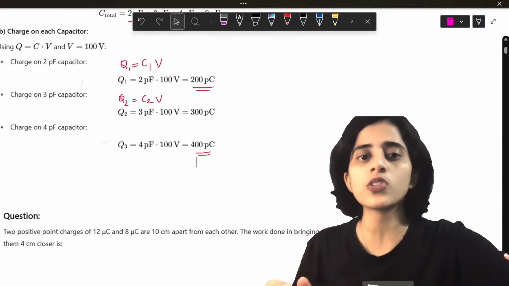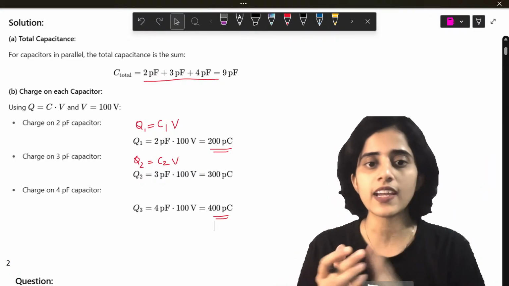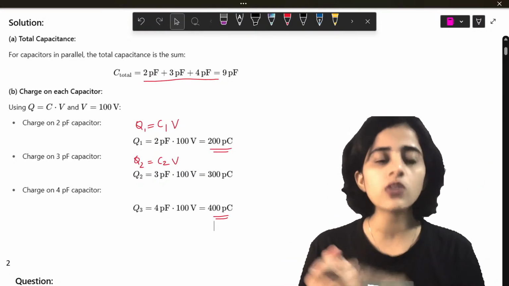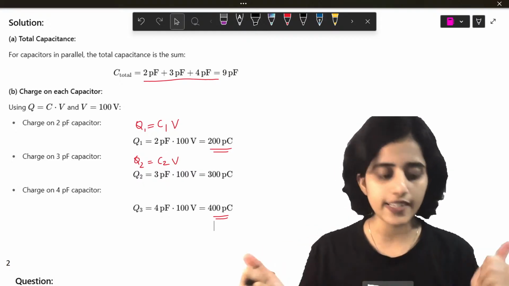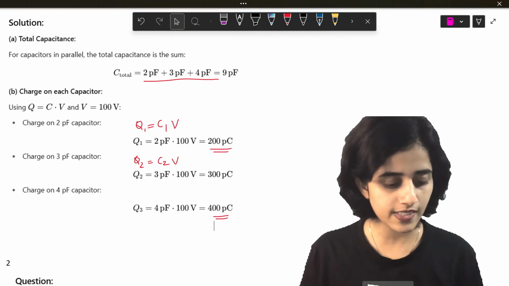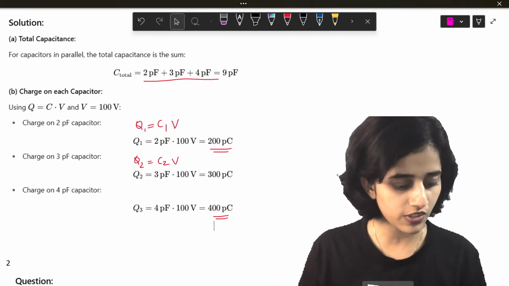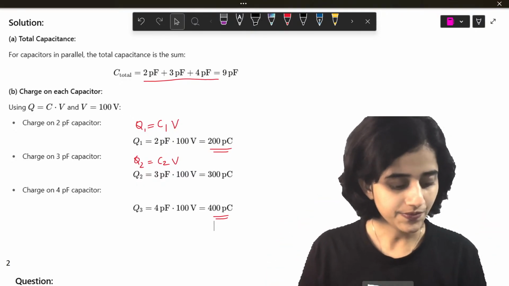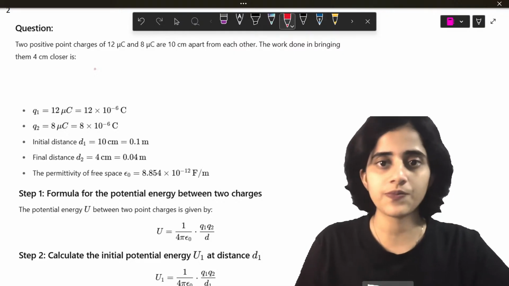So you found out the total capacitance, which is 9 picofarad, and you found out the charge on each of the individual capacitors. Is that clear? Yes? If this is clear, can you quickly put some fire in the chat so we can move on to the next question? Clear? Okay, let's not waste time. Let's move on to the next question.